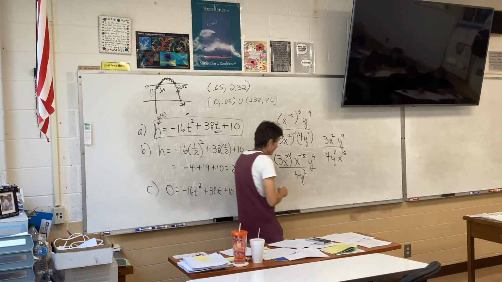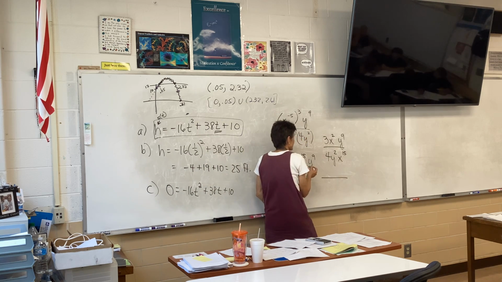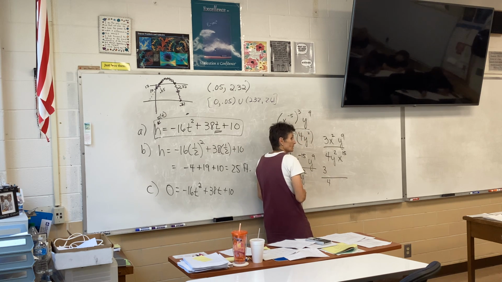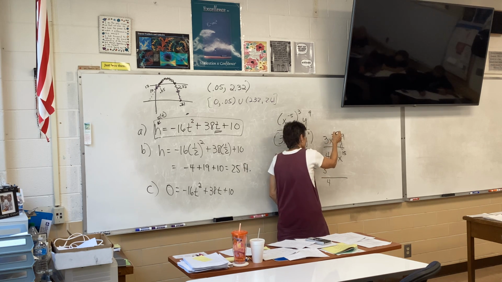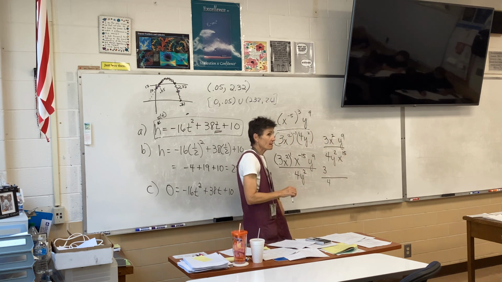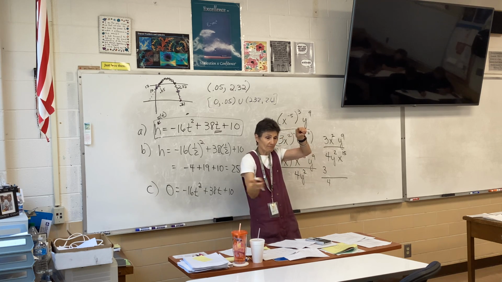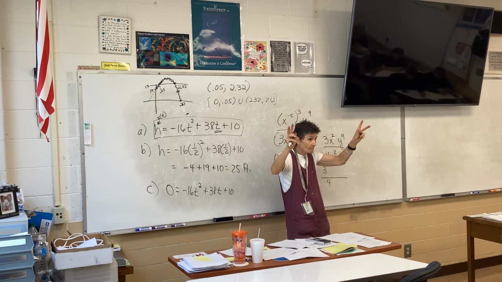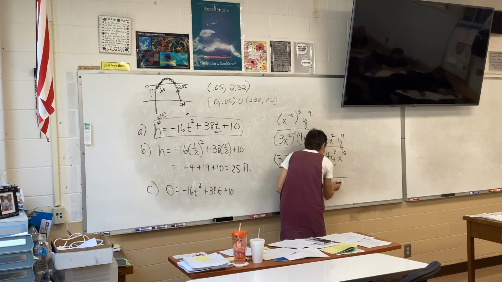So at this point, I start reducing. 3 and 4 do not reduce. If I had a 9 and a 12 or something, I would reduce. I can't. I have 2 x's on the top and 15 x's on the bottom. Think about what that looks like. When you start canceling, you can only cancel out 2, and then what happens? You've got 13 of them left on the bottom, right?